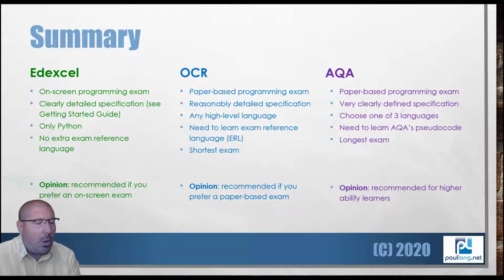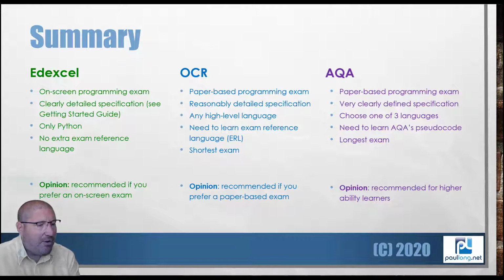So what we've got now is a quick summary of the different exam boards and the things that I've talked about, and this is what my recommendations would be. Edexcel has your on-screen programming exam and a clearly detailed specification, particularly with the Getting Started guide. They only use Python, and there's no extra exam reference language to learn. OCR has a paper-based programming exam and a reasonably detailed specification. Students can use any high-level language, but they need to learn an exam reference language as well. And of all the exams, it's the shortest one.